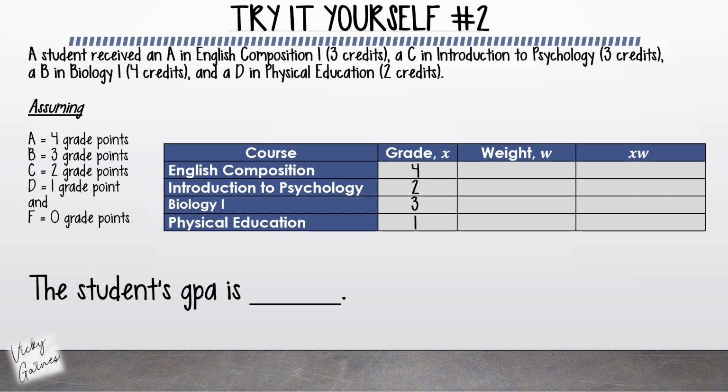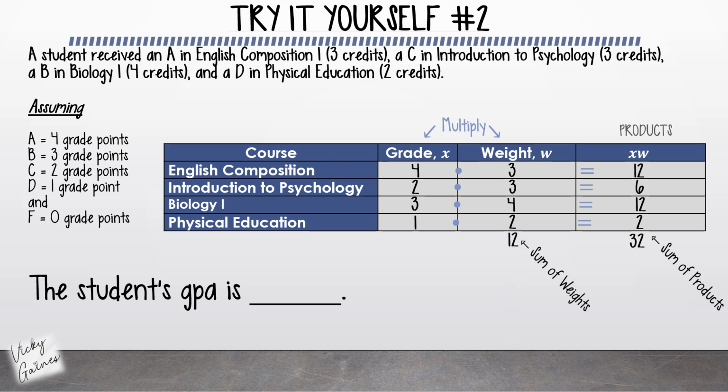So the weights are dependent on the number of hours or the credits per class. So 3, 3, 4, and 2. We need to multiply those to get our products. So 4 times 3 is 12, 2 times 3 is 6, 3 times 4 is 12, and 1 times 2 is 2. The sum of the products is 32.